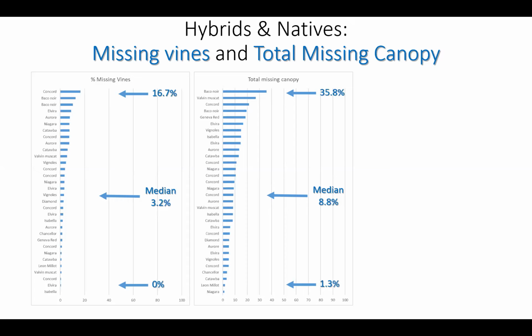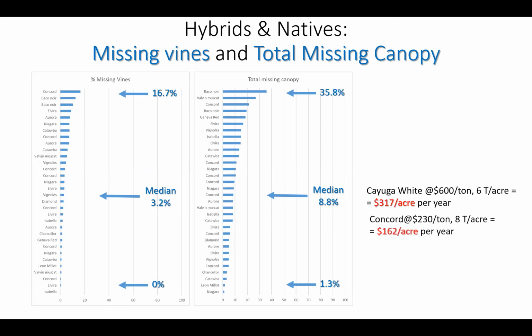So what does that translate into? If you're growing Cayuga White at $600 a ton and getting 6 tons per acre, fairly conservative yield for that variety, that would be costing you, if you're absolutely average, in the range of vineyards, $317 per acre per year. That's substantial. If you're growing Concord, even at $230 a ton with 8 tons per acre, that would amount to $160 per acre, which would be about what you might spend on your spray program. So it's a very significant loss.